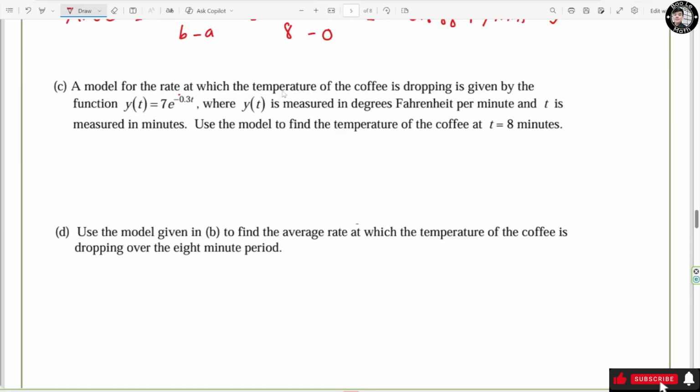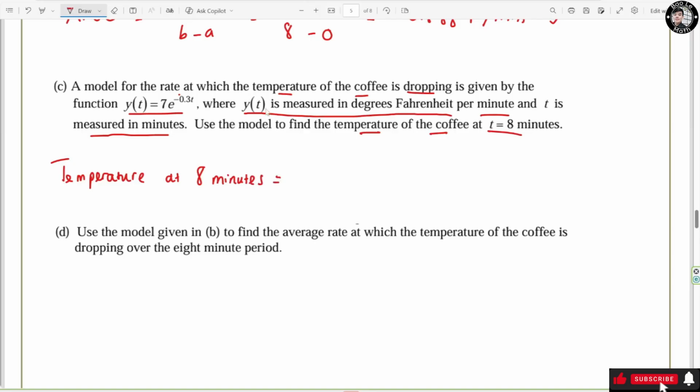Question C. A model for the rate at which the temperature of the coffee is dropping is given by the function right here, where y(t) is measured in degrees Fahrenheit per minute and t is measured in minutes. Use the model to find the temperature of the coffee at t equals 8 minutes. So the temperature at 8 minutes equals initial value 113, and then you need to subtract the integral from 0 to 8 of this one right here, 7 e to the negative 0.3t dt. So you're going to pull up the calculator.